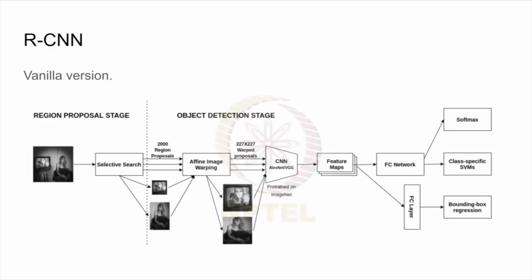So that will help the network learn which class certain objects belong to. Okay, great. The second is the FC network. The one head of the FC network is passed to the class specific SVMs.